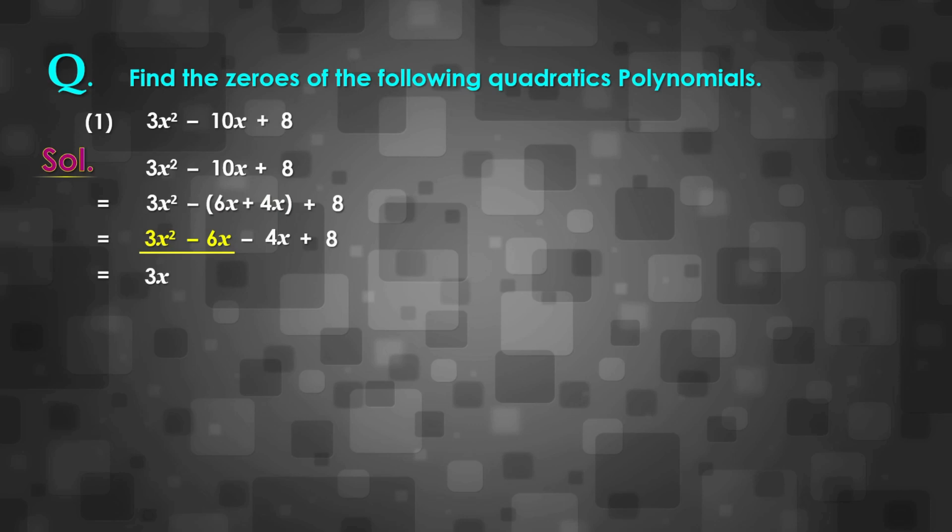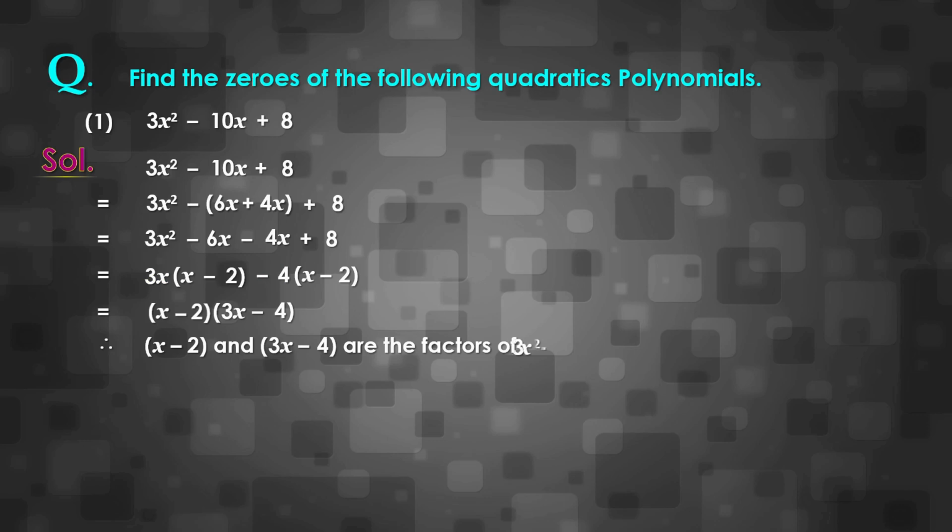Next, we group the terms. From the first two terms, we take 3x common. From the last two terms, we take minus 4 common. This gives us the common factor x minus 2. So the expression becomes (x minus 2) multiplied by (3x minus 4). Therefore, the factors of the quadratic polynomial are x minus 2 and 3x minus 4.